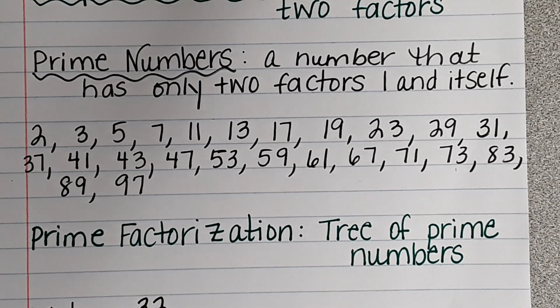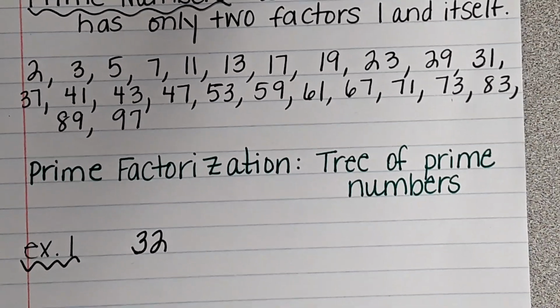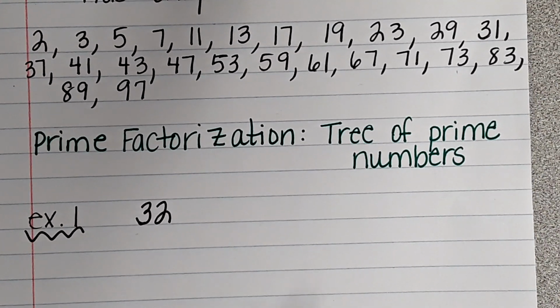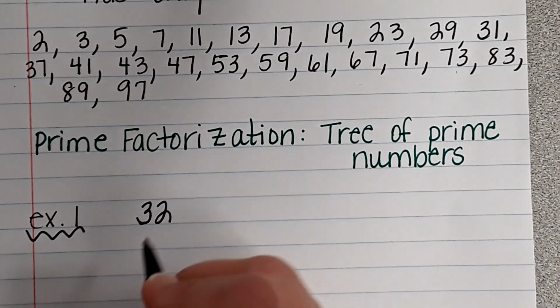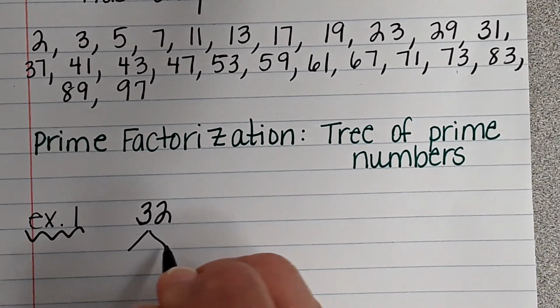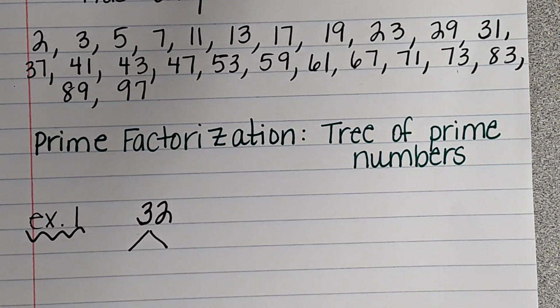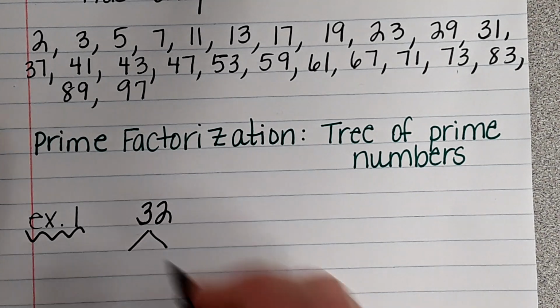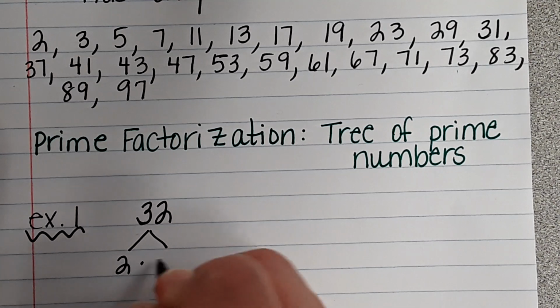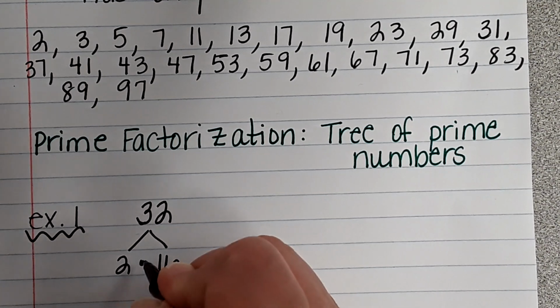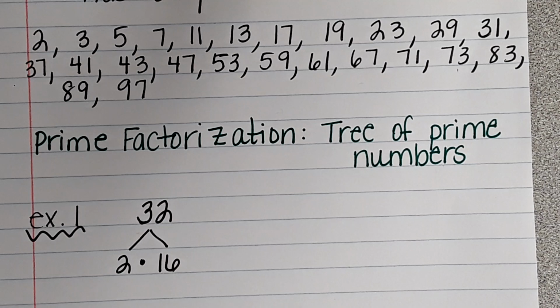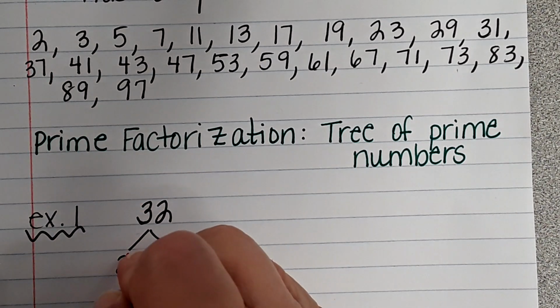Okay, so let's do 32. The first thing I'm going to ask you is for 2 numbers that you can multiply to get 32. What are 2 numbers you can multiply to get 32? 16 and 2. Okay, our job is to circle the prime numbers. So, is 2 a prime number? Is 16 a prime number? 2 is a prime number, so we're going to circle 2.